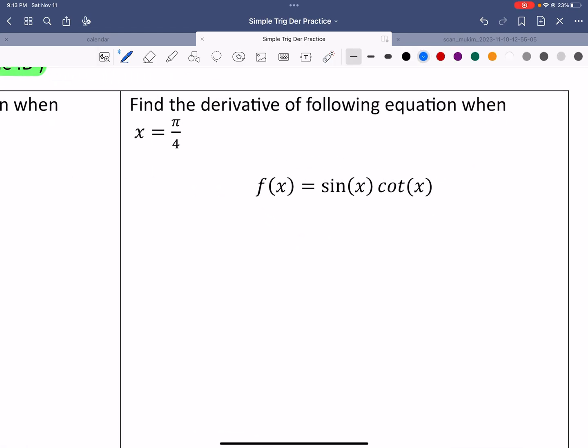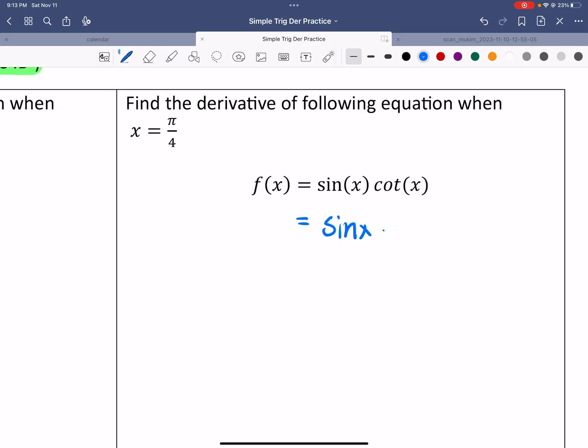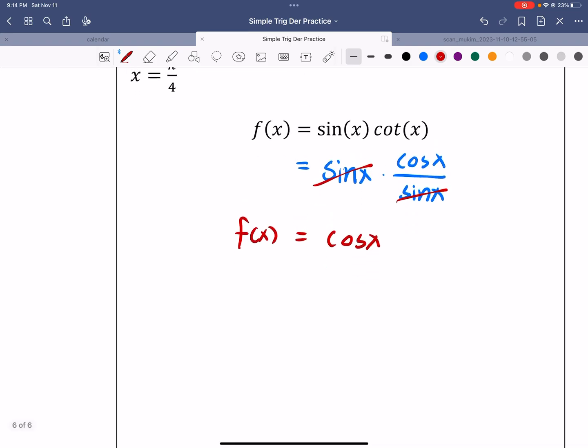So let's see if I can simplify this one. Cotangent is 1 over tangent, and tangent is sine over cosine. Cotangent should be 1 over tangent, so it should be just flipped. So it's going to be cosine x over sine x, right? So you could do this one by yourself. So you know you can cross this one out. So this one is the same thing as cosine of x, right? So I didn't derive it. I just simplified it because I think that looks better.